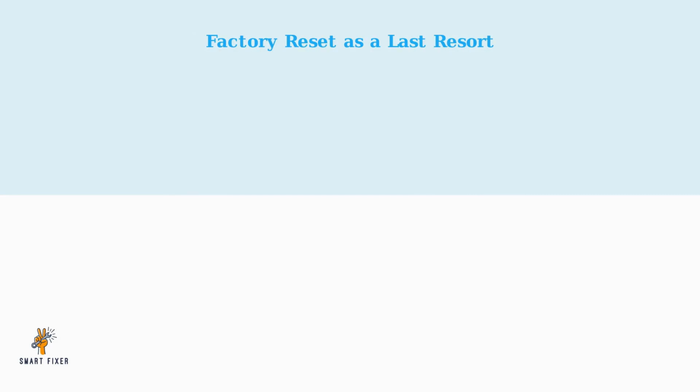As a last resort, performing a factory reset can resolve persistent Steam Deck error 105 issues, especially after failed firmware updates. This process will erase all data on your Steam Deck, so it's crucial to back up any important files, games, or saves before proceeding.